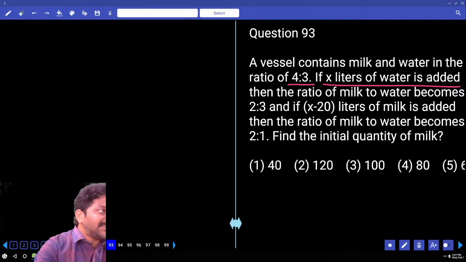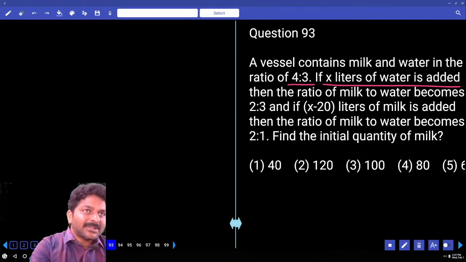How much? x liters, they said. How much? You can say x liters. The question isn't that, right? What is the quantity that we are adding?